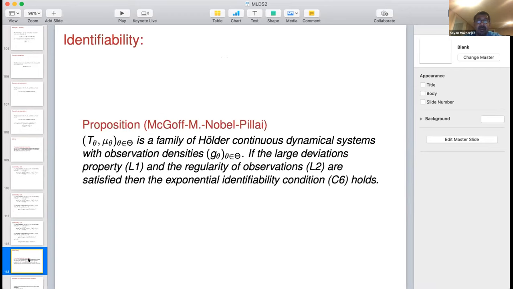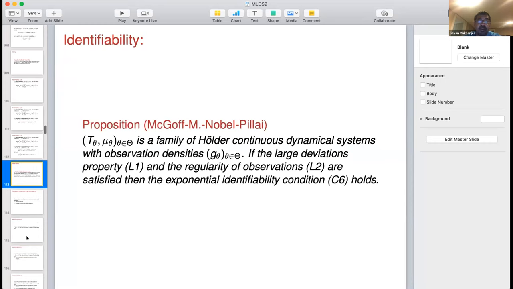So if you have a family of Holder continuous dynamical systems with observation densities G, if the large deviation property L1 and the regularity property L2 are satisfied, then you get this exponential identifiability, right? So you can observe and get the right answer at this exponential scale.